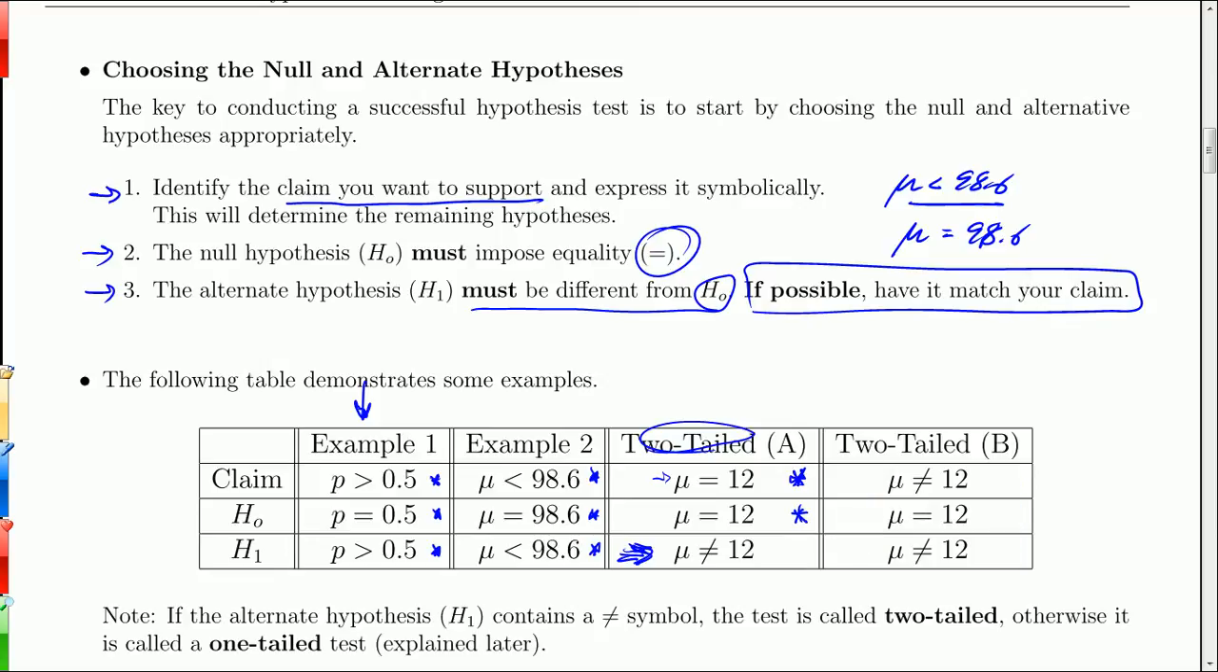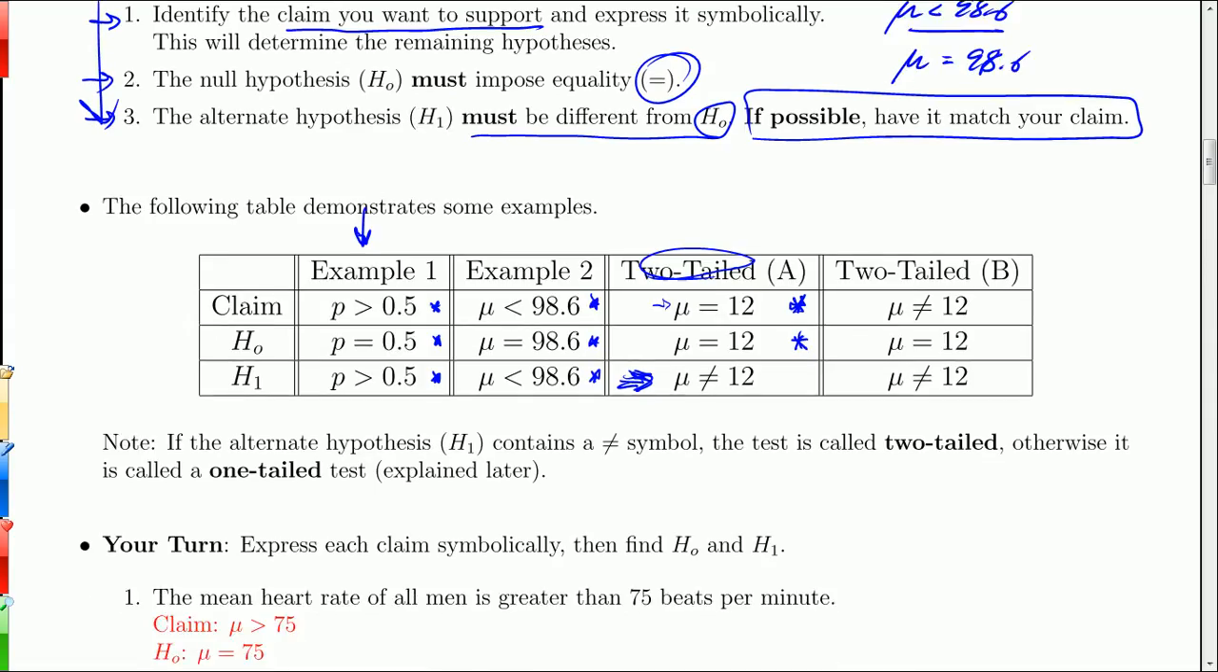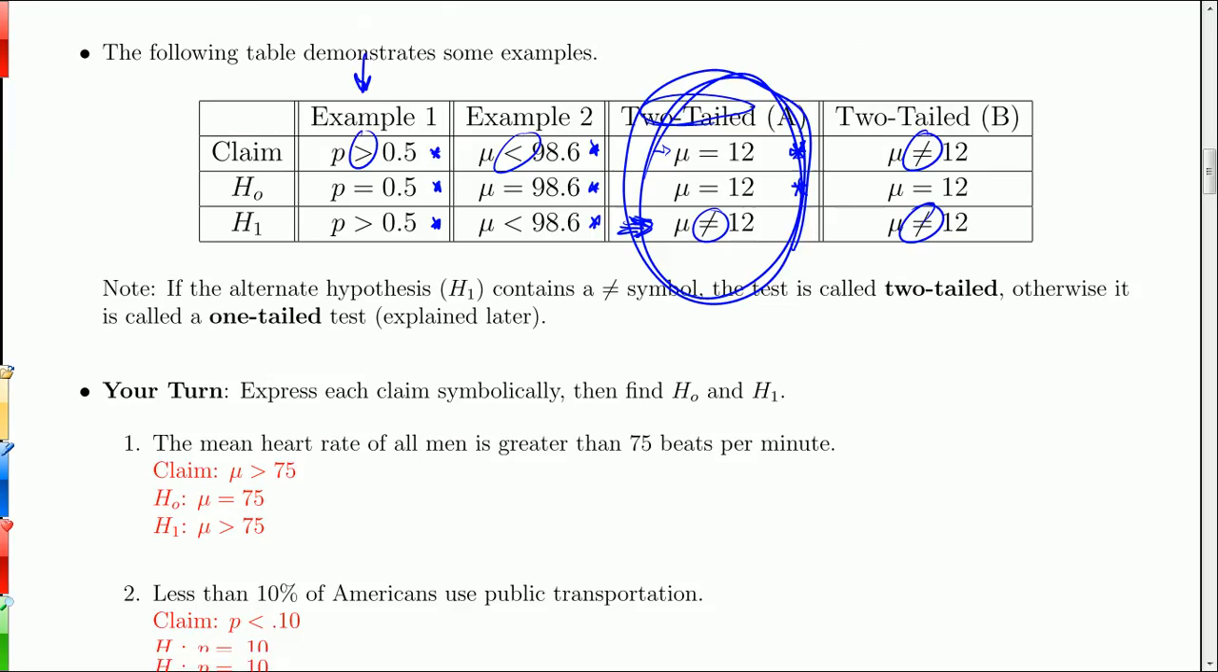Right? So it's not that complicated. If you follow this procedure, you'll always get the right claim, null, and alternate hypothesis, provided you know what to do in this circumstance. If you have a claim of equality, you're going to wind up with a not equal to here. And if you have a claim of not equal to, you're going to wind up with a not equal to. If you have less thans or greater thans, you're good to go.